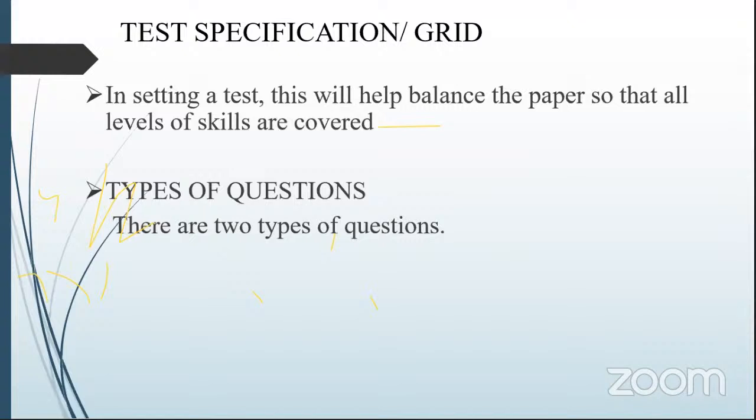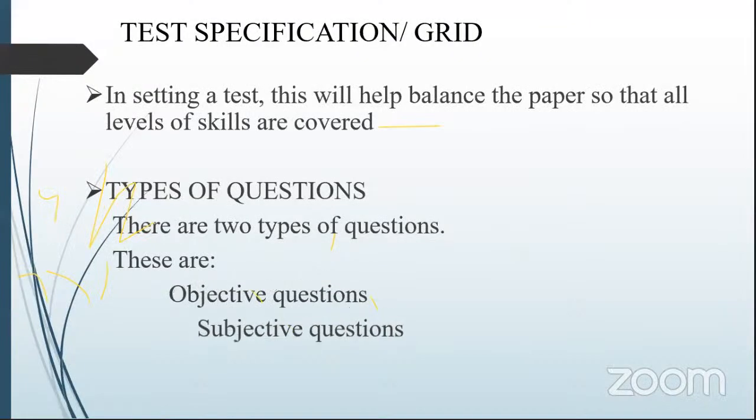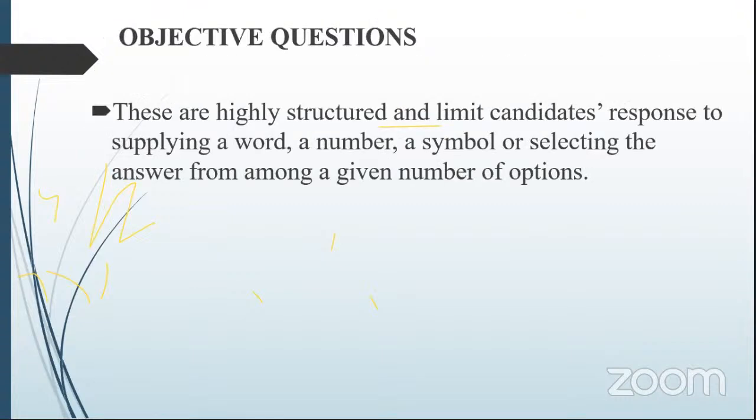So those were the requirements for constructing an item. We look at types of questions. There are basically two types of questions: objective and subjective questions. Objective questions are highly structured and limit candidates' response to supplying a word, a number, a symbol, or selecting the answer from among a given number of options.